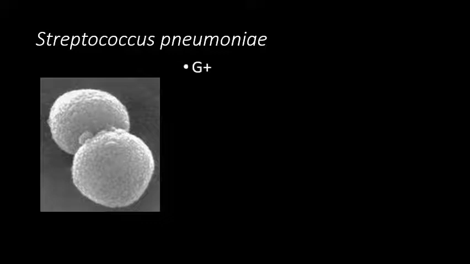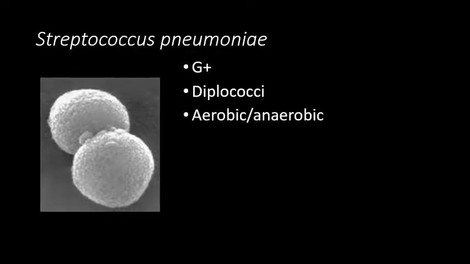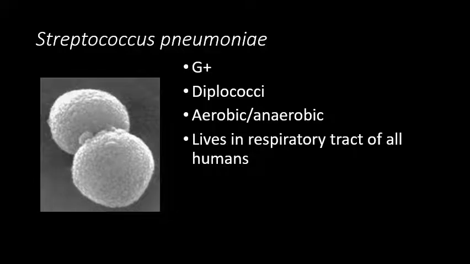So these guys are going to be gram-positive, so they're going to stain purple. And look how cute they are together. This is a diplococcus one, right? So this is one that likes to travel around in twos. Now these guys can be aerobic. They're mostly aerobic, but you can have anaerobic forms of it as well. Okay, and these guys naturally live in the respiratory tract of all humans.